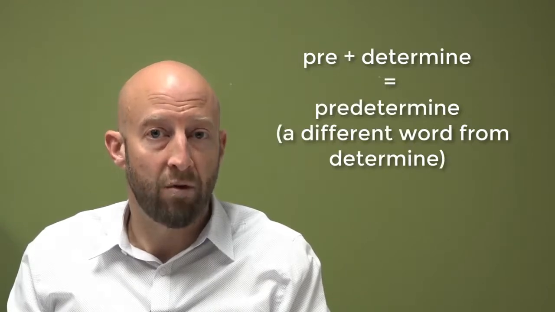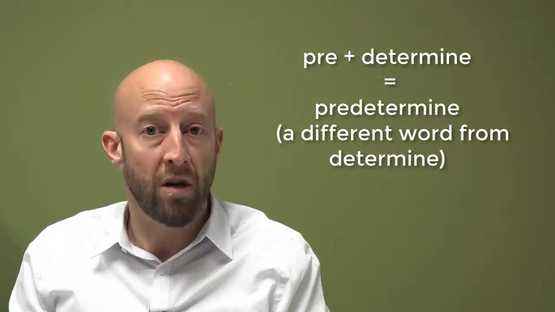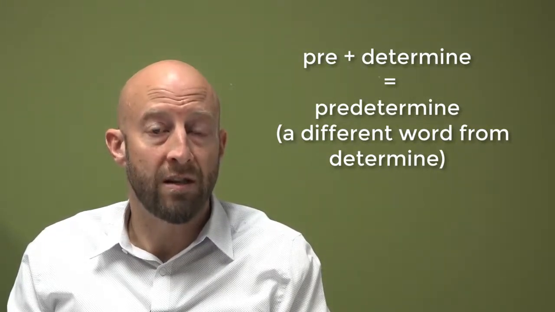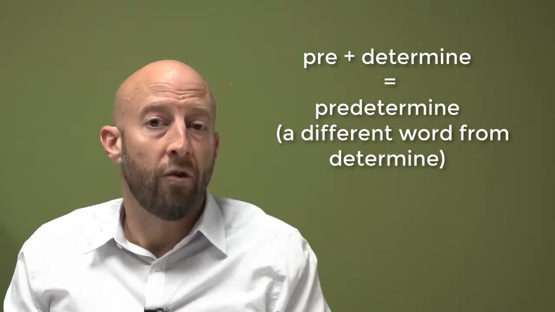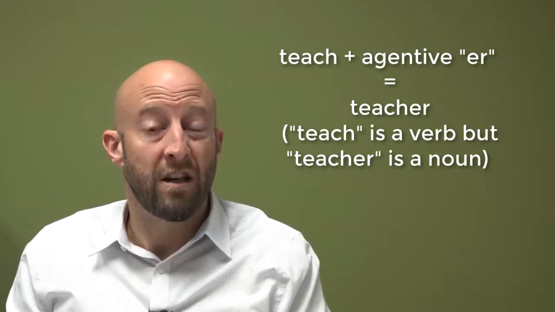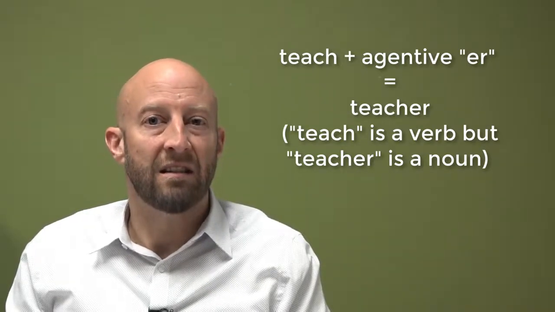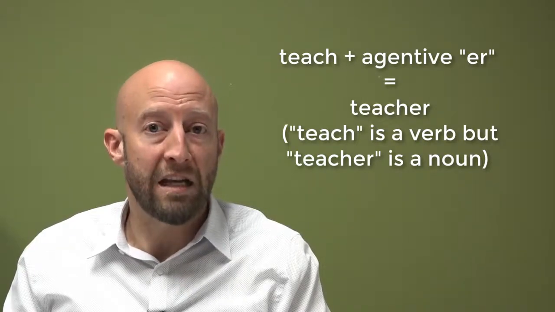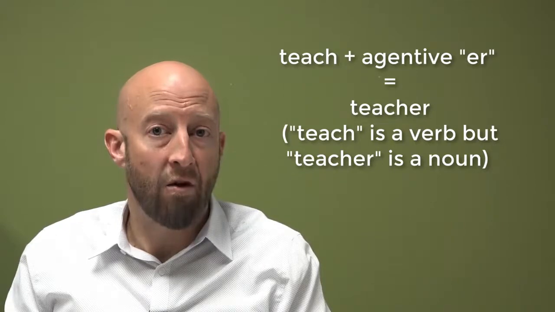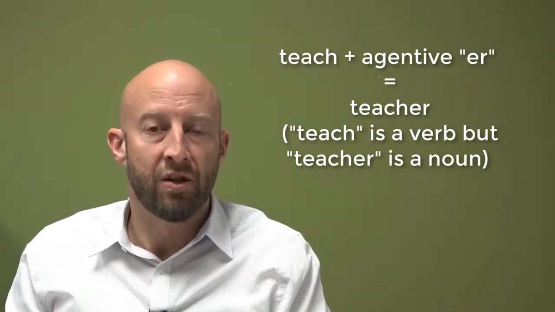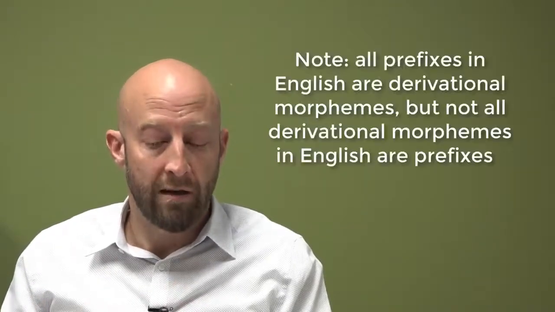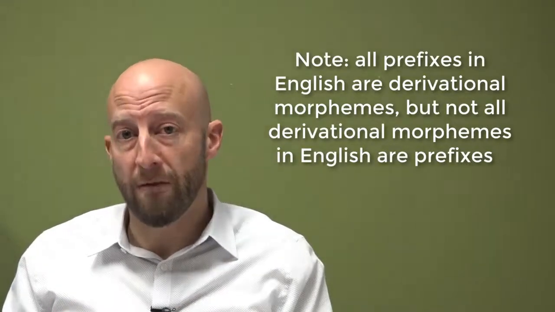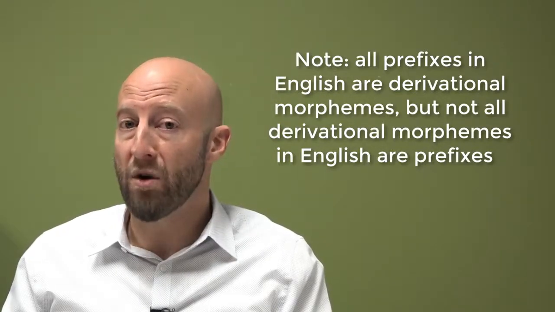If we take pre, for example, and we add it to the word determine, we get predetermine, which is a new word that would have its own dictionary entry separate from that of determine. Now also, if we take the agentive er suffix, that means we could make a noun from a verb. Like if we take the morpheme teach and we add er to the end of it, now we've got teacher, which is a noun, a different lexical category, a different part of speech. So that's what derivational morphemes can do. They can create new words in a language, or they can possibly change the part of speech or lexical category from one to another. Note that all prefixes in English are derivational morphemes, but not all derivational morphemes are prefixes.